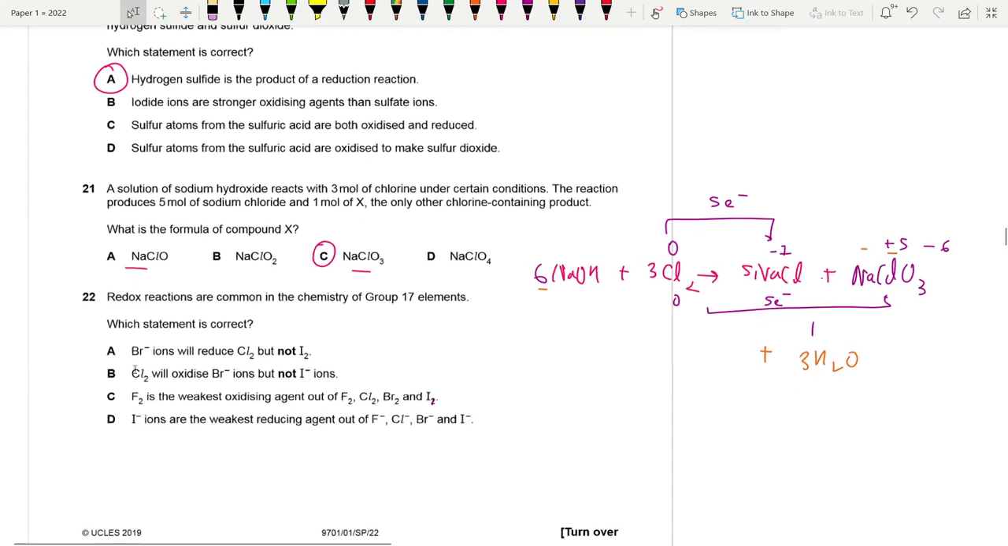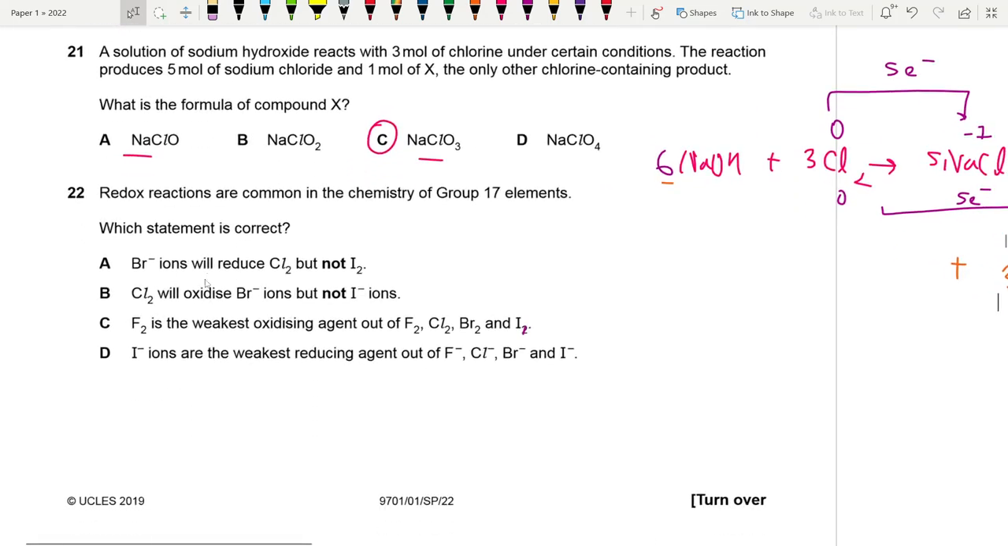Moving on to 22. Redox reactions are common in chemistry. So we have fluorine, chlorine, bromine, iodine. We also have fluoride, chloride, bromide, iodide. Oxidizing power decreases down the group. So chlorine can oxidize bromide and iodide, but bromine cannot oxidize chloride. Similarly, iodide is the strongest reducing agent. Clear? So bromide ions will reduce chloride but not iodide.